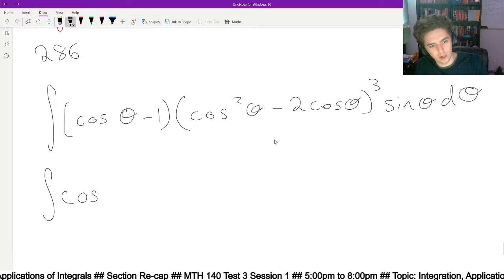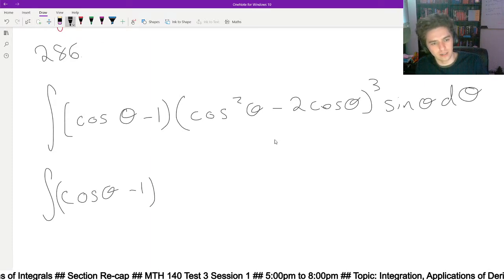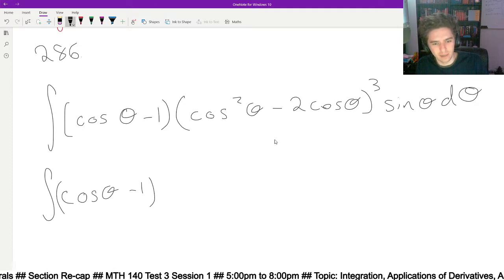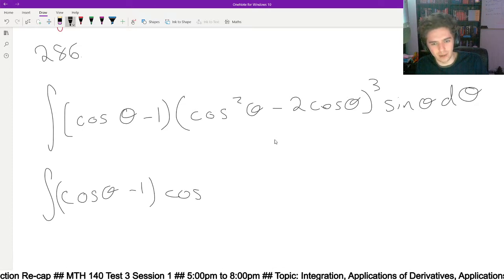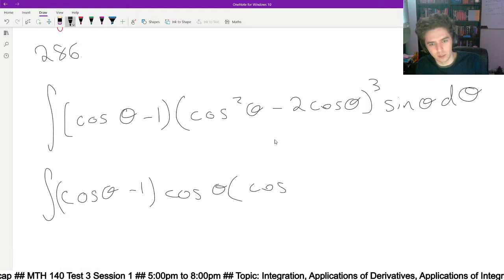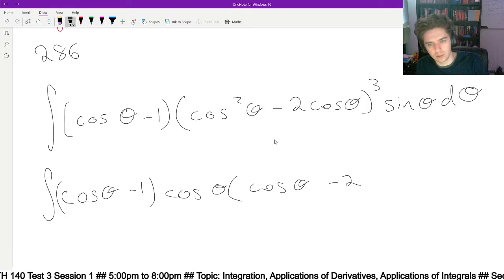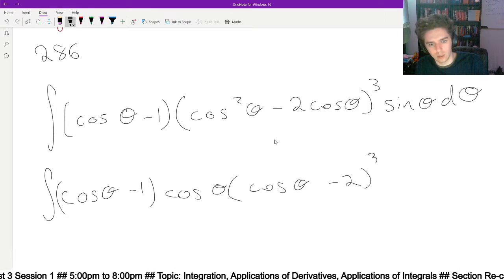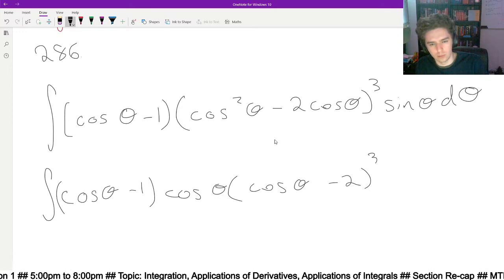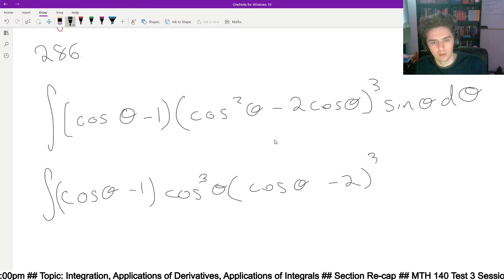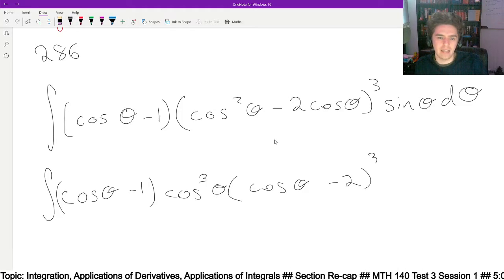So if I say cos theta minus, oh no, never mind, that won't work. Okay, well yeah, we can factor out a cos theta, but it won't do what I thought it was gonna do. So it'll be cos theta times cos theta minus 2, cubed. Oh, but do I have to cube this? Yes, I do. Wait, we can just u-sub cos theta in. Yeah, I think I can just do that.